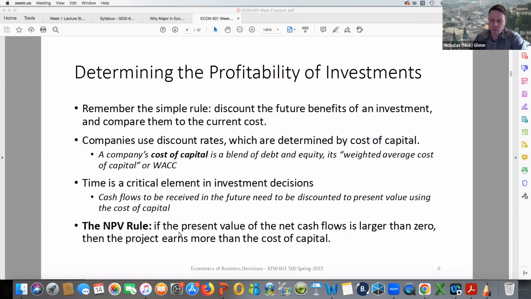And so the NPV rule: if the present value of the net cash flows, when you discount them depending on how far in the future they are and what your cost of capital is, your discount rate, is larger than 0, that means the project could be profitable. You could earn more than the cost of capital. So it could be something you want to do. Now there may be something else that you could do that would be better, right? But if it's negative, it's something you don't want to do. It's just not going to be profitable. So it's something you definitely wouldn't want to do.